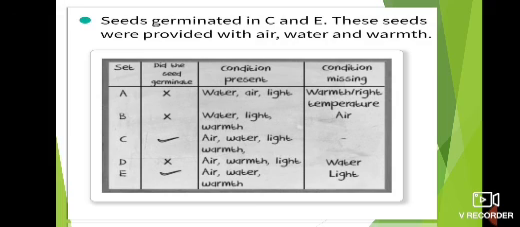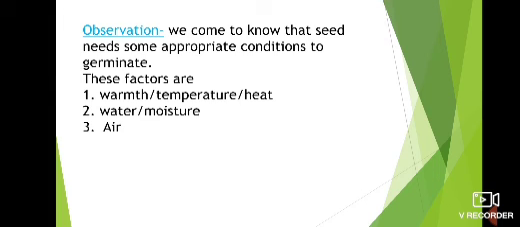So, in case E, air, water and warmth are present. Light is absent. Students, as we talked about light, in the absence of light any seed can germinate. So here this seed will germinate. Only cases C and E are those in which the seed will germinate. In the other cases, conditions like warmth, air and water are missing, and the seed will not germinate because all the factors are necessary.